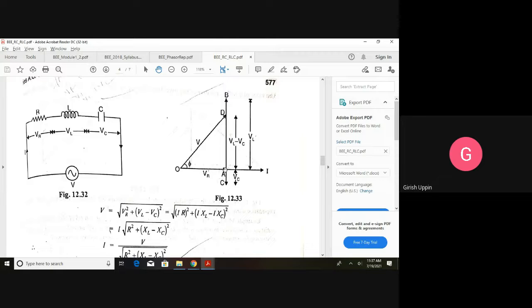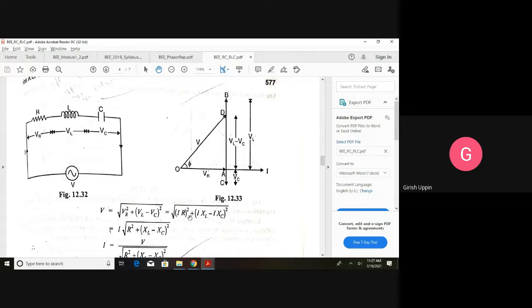Now you can see this VL and VC are in the same line. So we can find the effective voltage by taking VL minus VC. Here we assumed VL is greater than VC, so we get VL minus VC. So AD is VL minus VC, and if I join O and D, I get the applied voltage. So this is V, this side is VR, and this side of the triangle is VL minus VC. If I apply the Pythagorean theorem, V is equal to square root of VR square plus VL minus VC whole square. That is how we are going to get it.